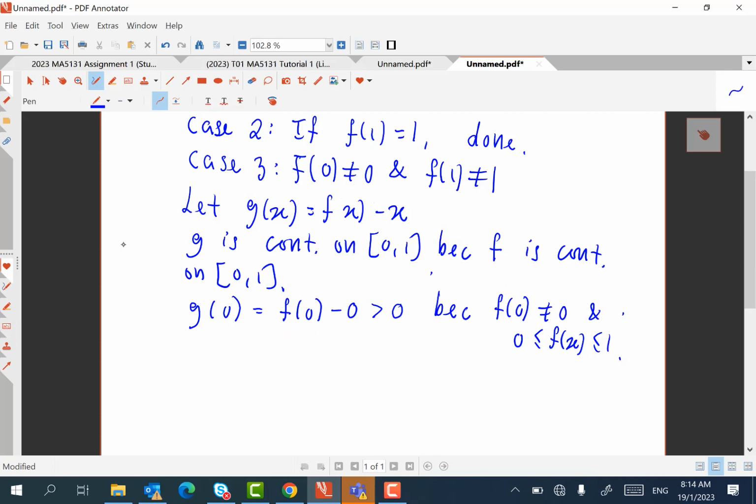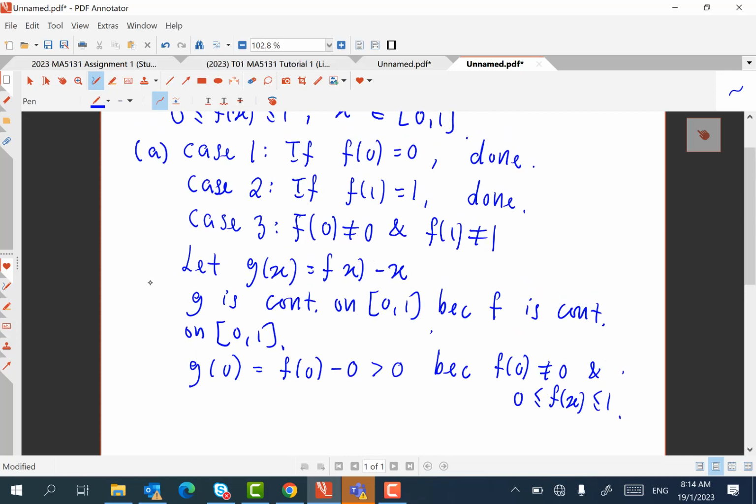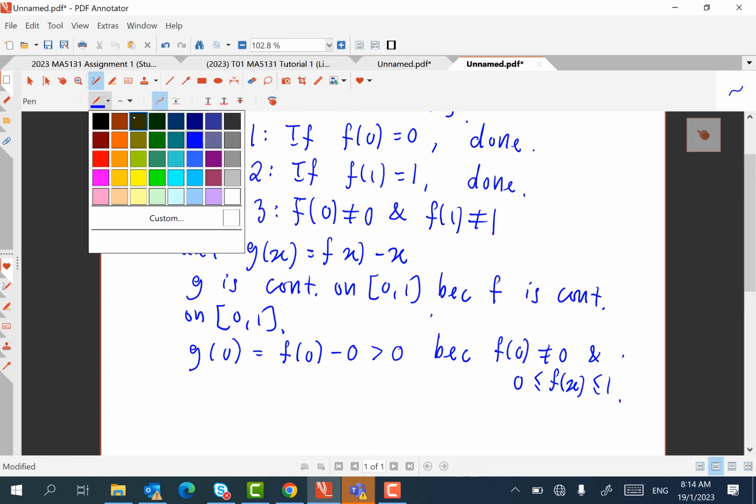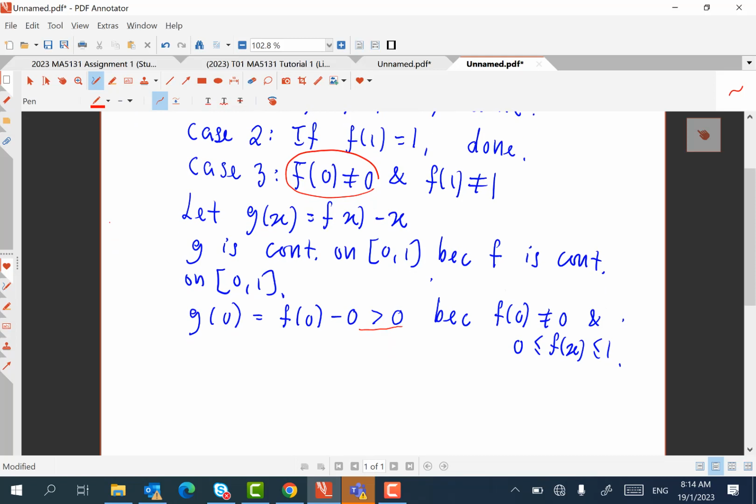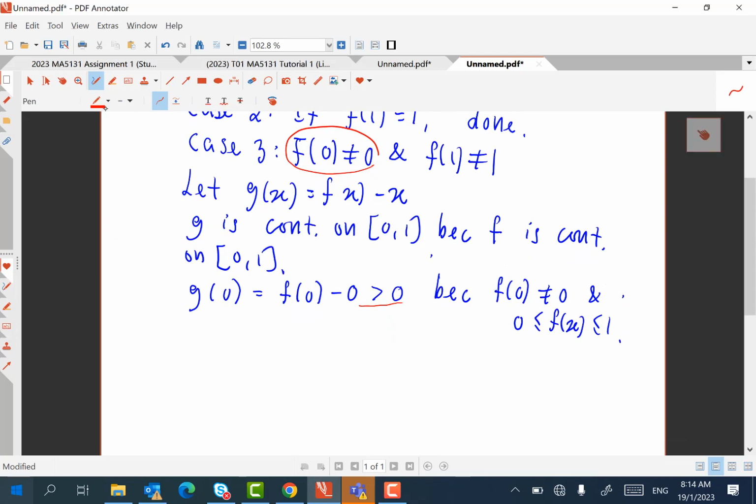You see the logic? Now you begin to realize how come I want to consider different cases, because I need this condition to say this, right? Then, as you can guess, the next thing that I'm going to look at is g(1). g(1) is equal to f(1) minus 1, and this is less than 0 because f(1) is not 1.